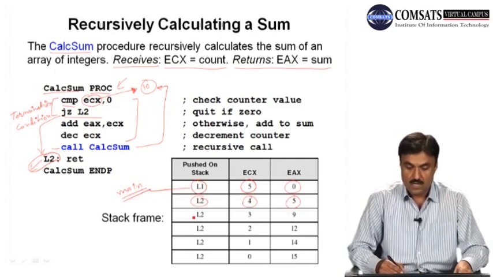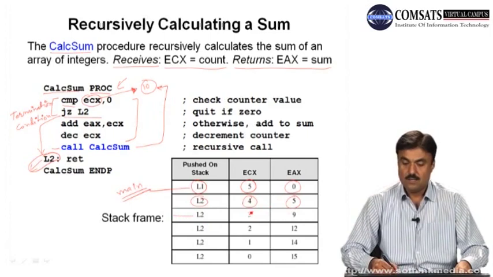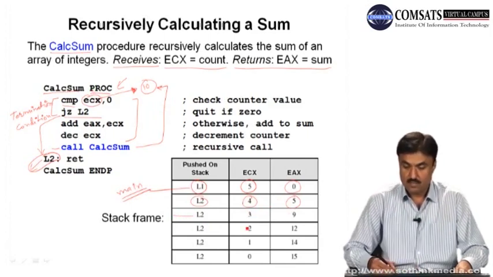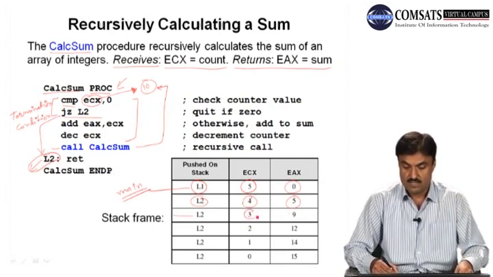So when we call, then L2's address again will be stored back on the stack. And when we are calling this one again, the third time, from the procedure itself, the value of ECX, we know that it was 3, and value of EAX will be 9, and so on. So similarly, this process will continue.